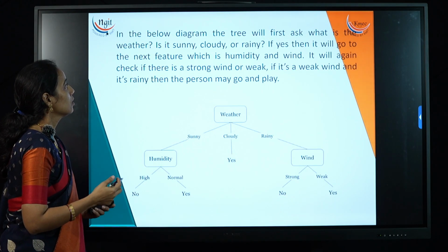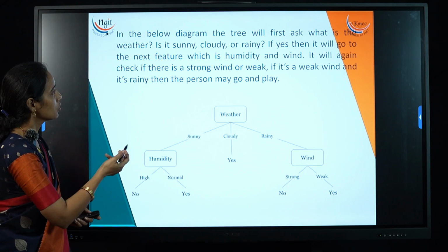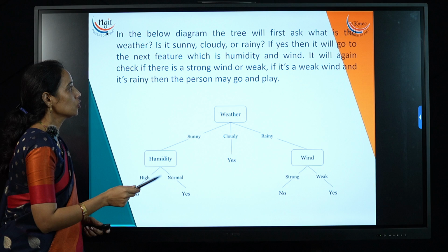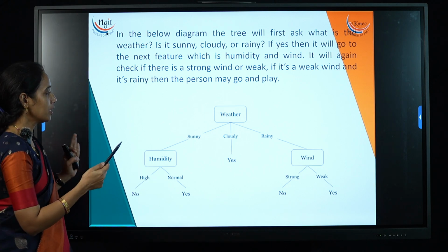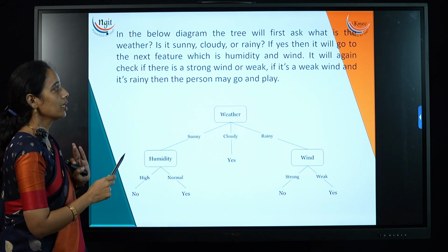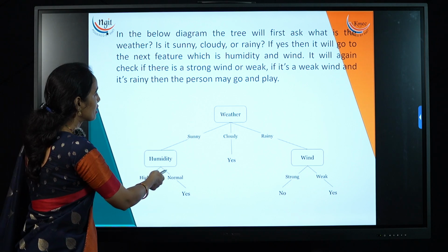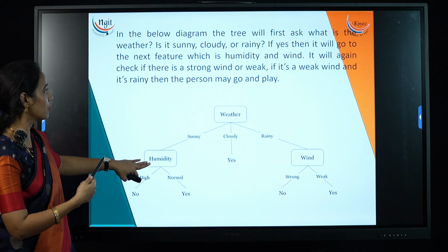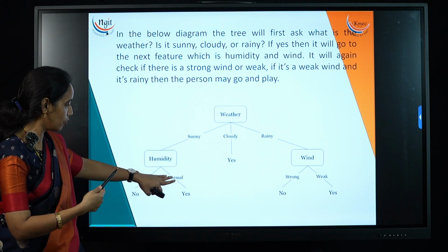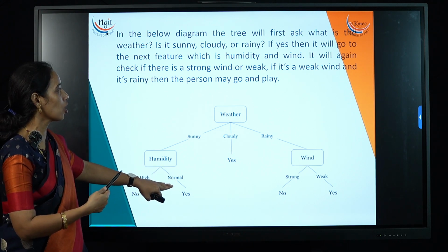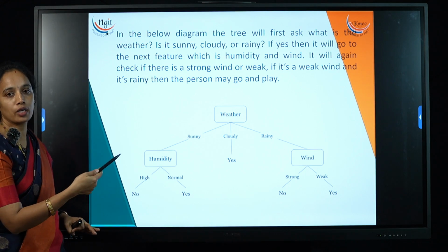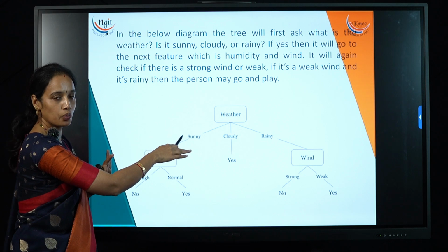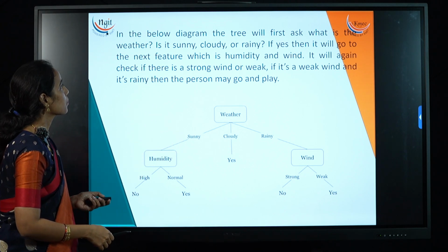Now here, in this diagram, you see the tree will first ask what is the weather. So the weather may be sunny, cloudy or rainy. If yes, then we go to the next features, which are humidity and wind. Again it will check whether there is a strong wind or weak wind, or humidity is high or normal, so that the person may go and play. So this representation is the output of a particular decision tree.